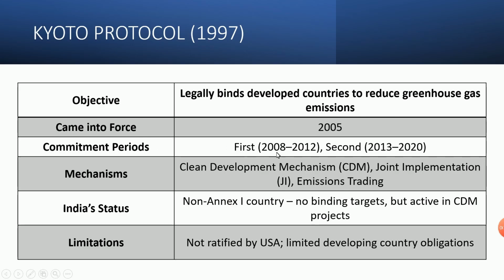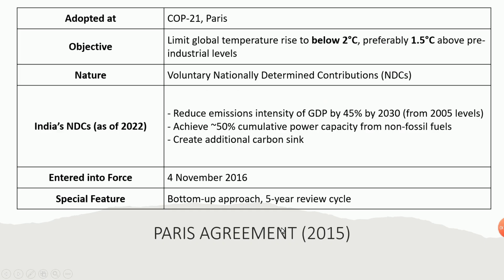The commitment periods: first is 2008 to 2012, second is 2013 to 2020. There are certain mechanisms: clean development mechanism, joint implementation, then emissions trading. India's status: since it is for developed countries, and India is not a developed country, it is a non-Annexure I country. No binding targets, but active in CDM projects. Limitations: not ratified by USA, limited developing country obligations.